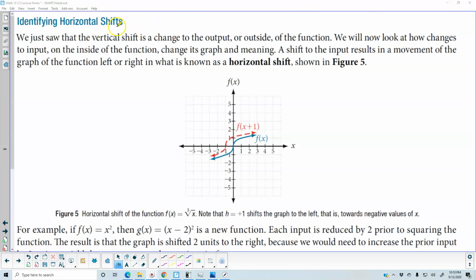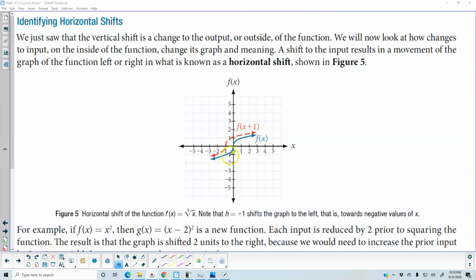Identifying horizontal shifts. We just saw that the vertical shift is a change to the output, or outside of the function. We will now look at how changes to the input, on the inside of the function, change its graph and meaning. A shift to the input results in a movement of the graph of the function either left or right, in what is known as a horizontal shift.